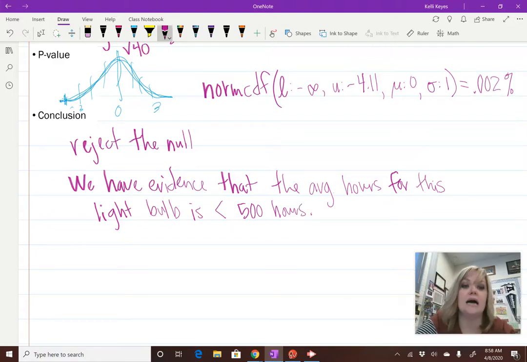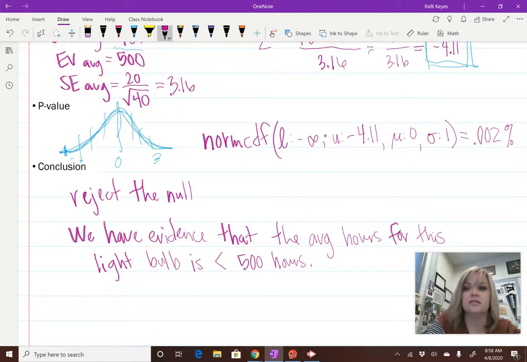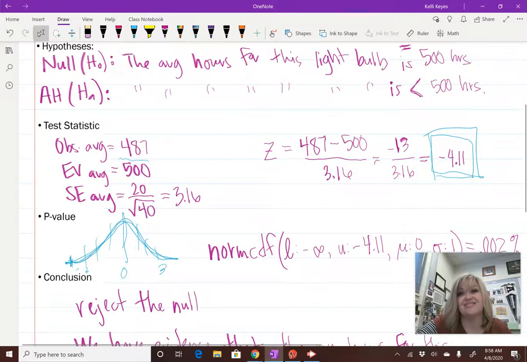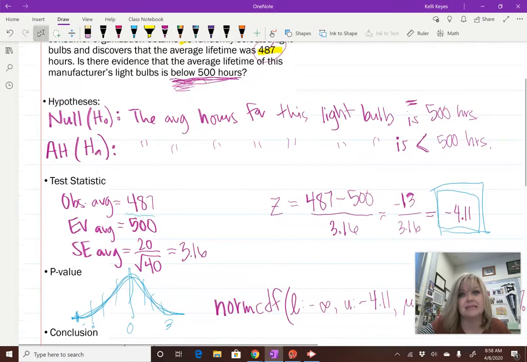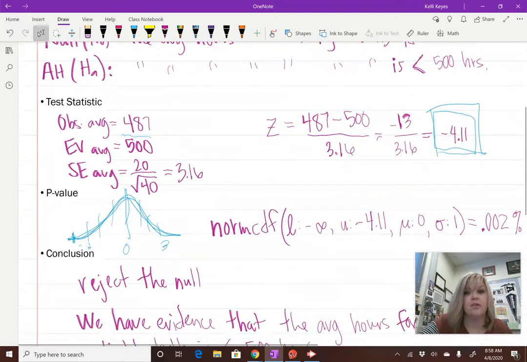And ta-da. Like I said, the smaller the p-value, the more evidence, and the more statistically significant our results are. We have really good proof here that whoever makes these light bulbs is not being honest. Anyway, hopefully that helped you.